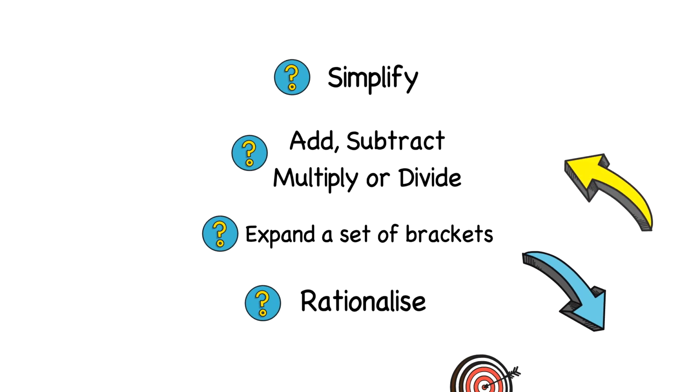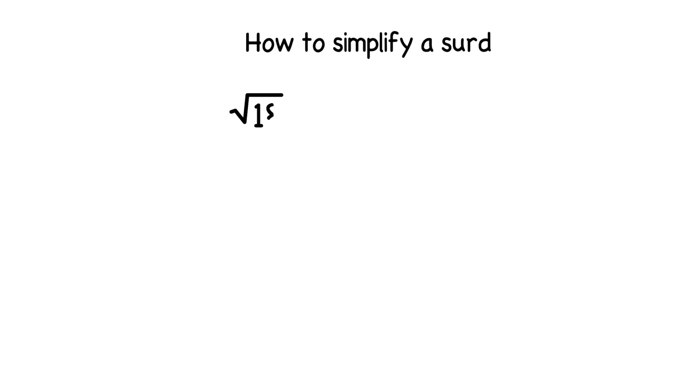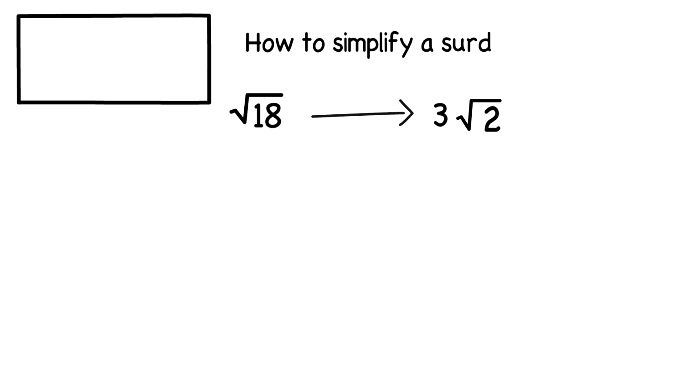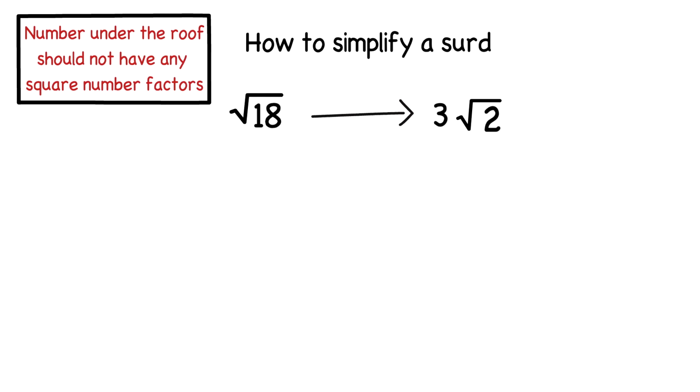So let's start with simplifying a surd. If we were given root 18 and asked to simplify it, the simplified version would be 3 root 2. If you're like me and a lot of other students, this seems a bit counterintuitive because the number on the left looks a lot more simple. What they mean by simplify a surd is to make sure that the number underneath the roof does not have any square number factors.